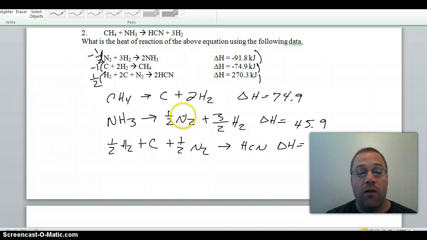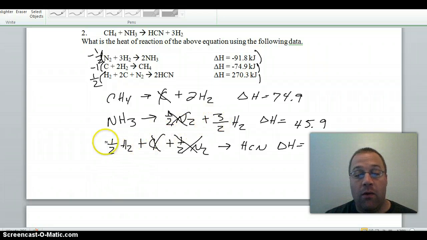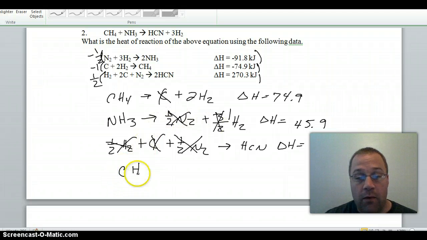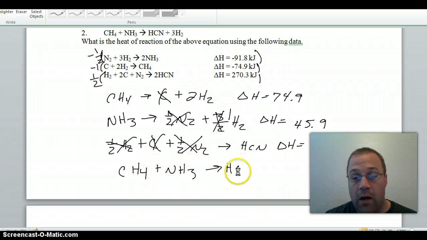So now if we're looking through here, you notice H's are in every equation. So we're just going to assume that's going to work itself out. Let's look for anything that can cancel out. You have a 1/2 N2 that's on the left, a 1/2 N2 that's on the right. You have a C that's on the right, a C that's on the left. You have 1/2 H2 and 3/2 H2. So I'm going to get rid of the 1/2 and this would just be 1 because we got rid of 1/2. So what you're left with is CH4 plus NH3 gives you HCN plus 3H2, which is exactly what we were looking for. The delta H value then, you just add those all together and you get 255.95.